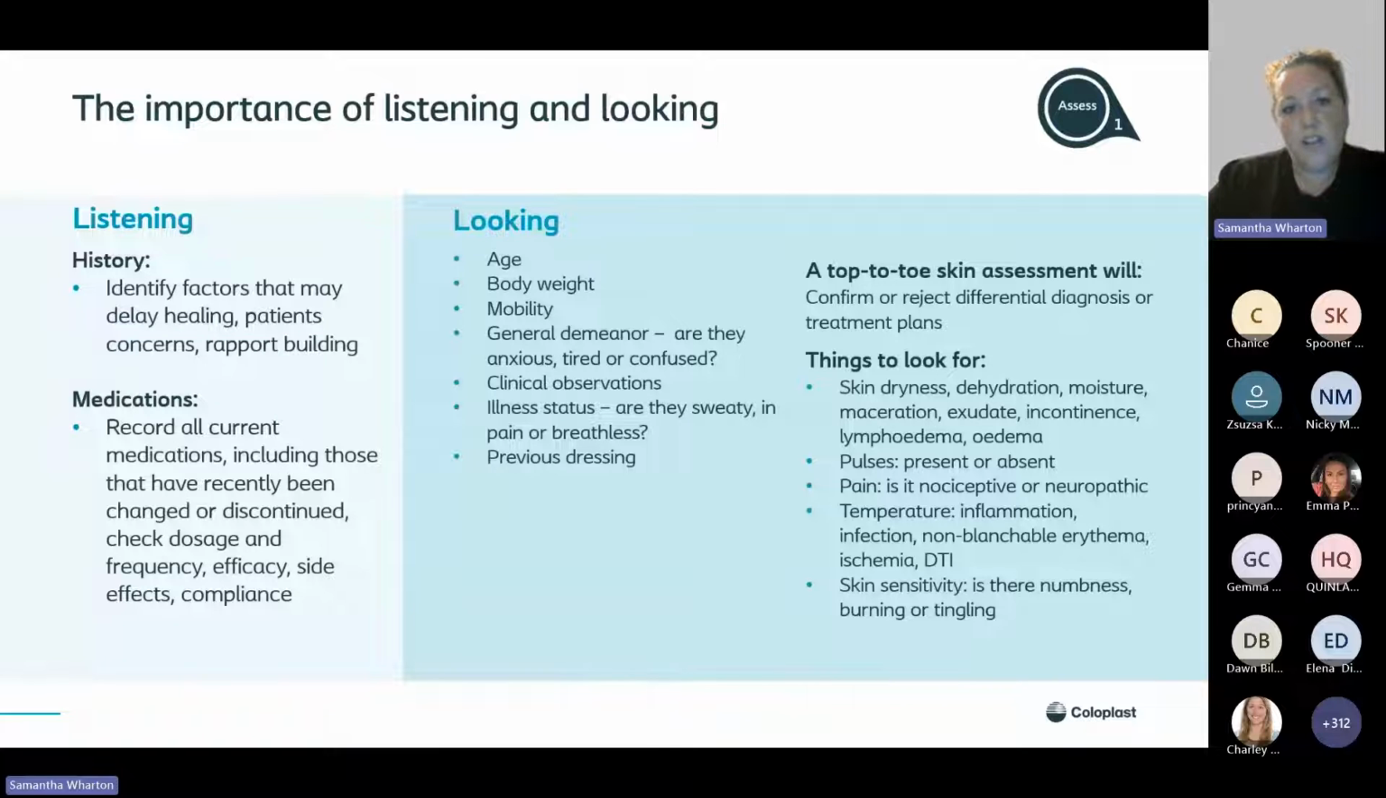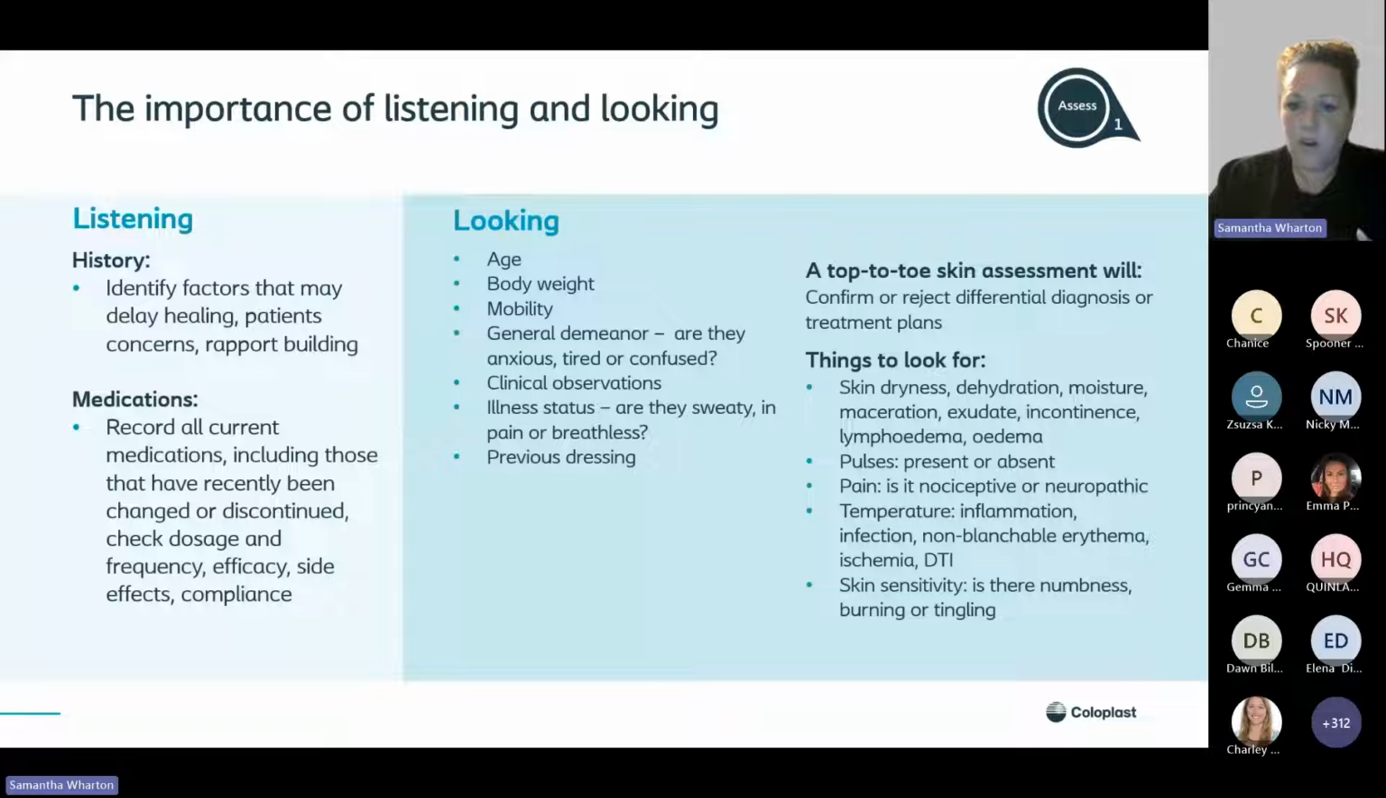You're also always looking. As clinicians, I think we generally just do this without thinking. So you're looking at their age, you're looking at their mobility. Are they able to mobilize well? Have they got a walking aid? Are they feeling anxious? Do they look anxious, tired, confused? Are they sweaty? Do they have a temperature? Are they in pain?